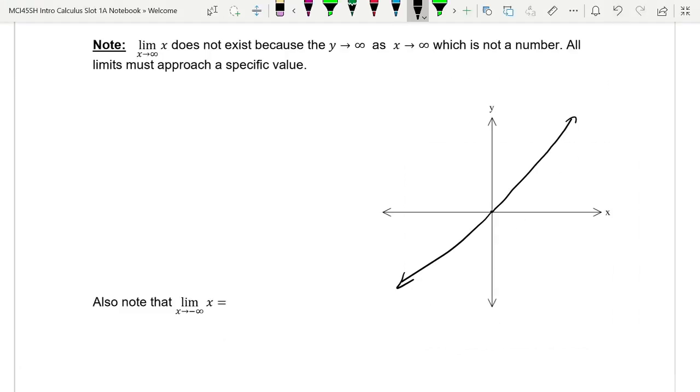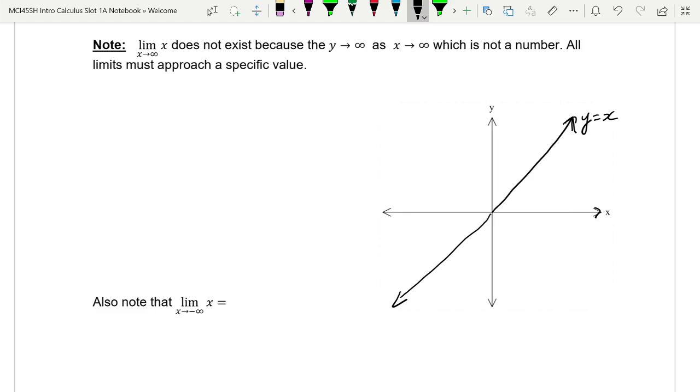Hang on, let me undo that. Let me make that straighter. There we go. Close enough. So this is, of course, y equals x, and notice as x approaches infinity, well, then y is going to approach infinity as well. So for the limit to exist, it has to approach a specific value, and infinity is not one of them.